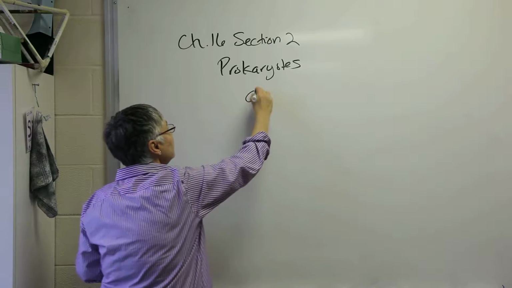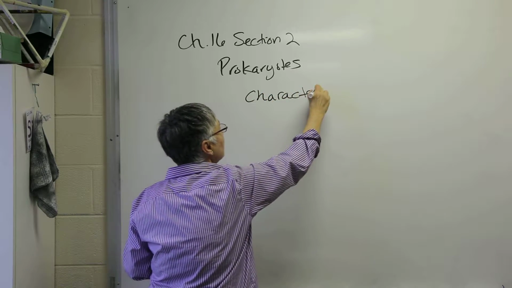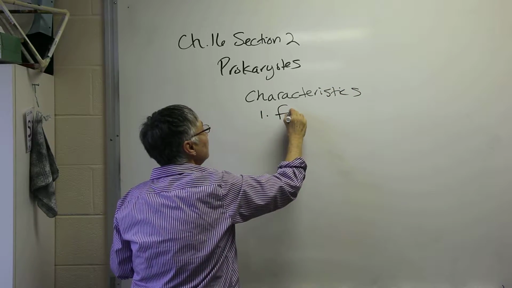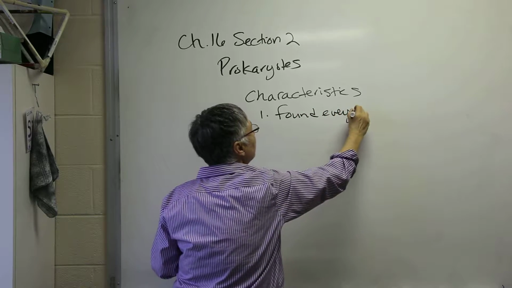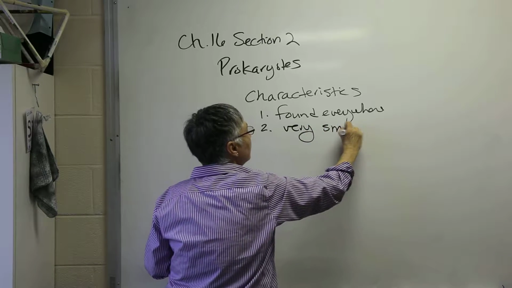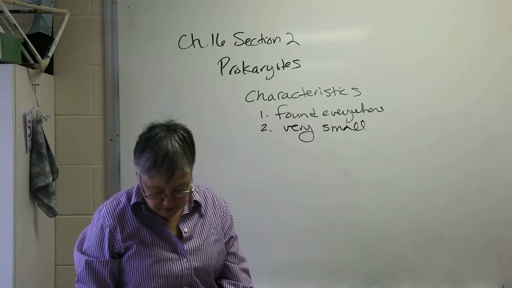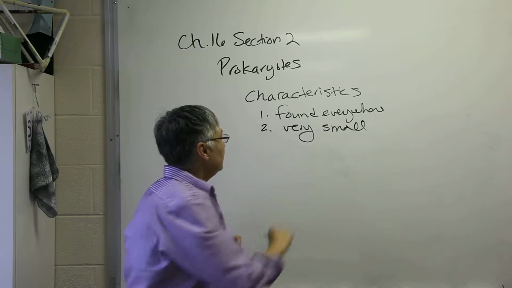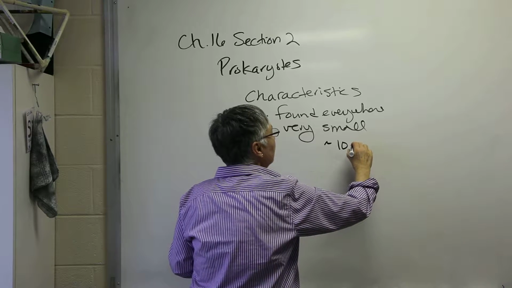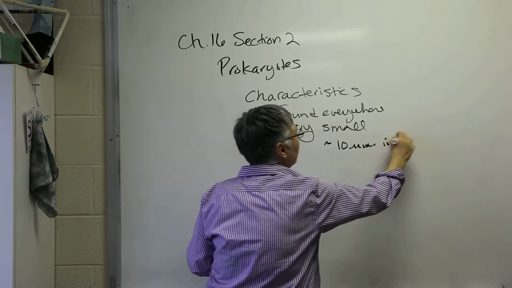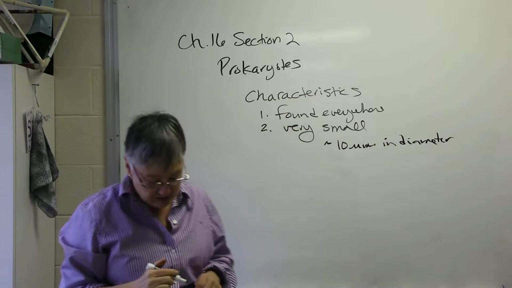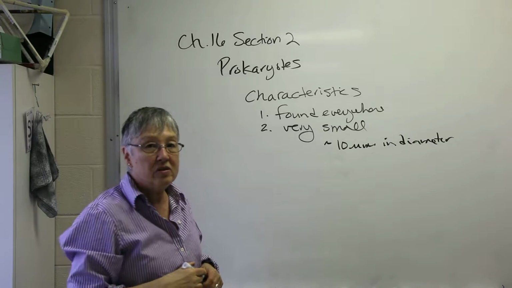Okay, a few more characteristics. So they are found almost everywhere. They are small, and that's why we call them microorganisms. They generally are about 10 micrometers in diameter. So the head of a pin can carry 1 million or so bacterial cells.